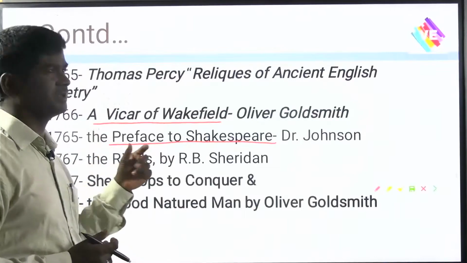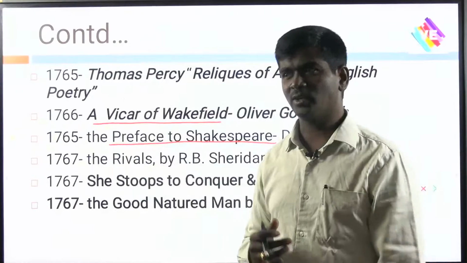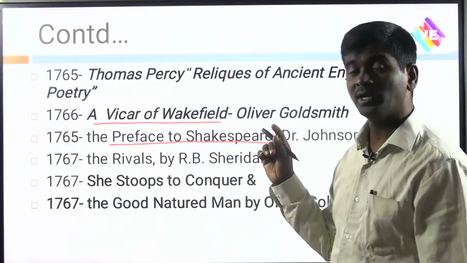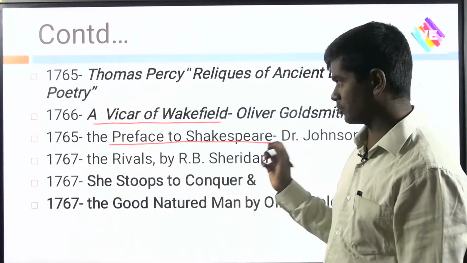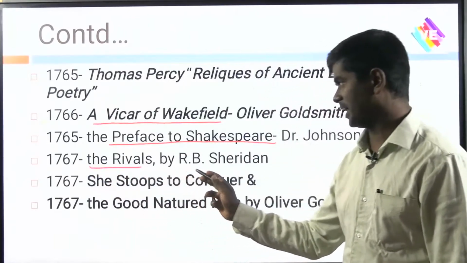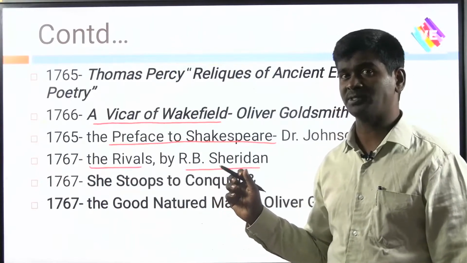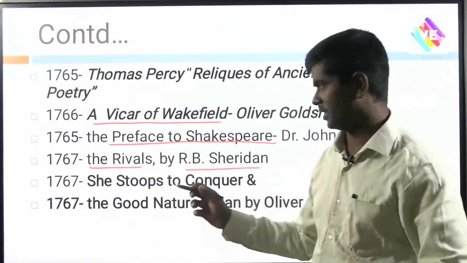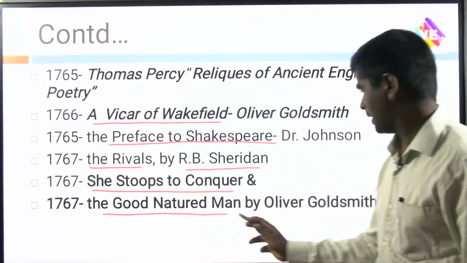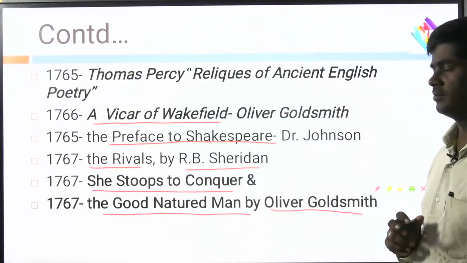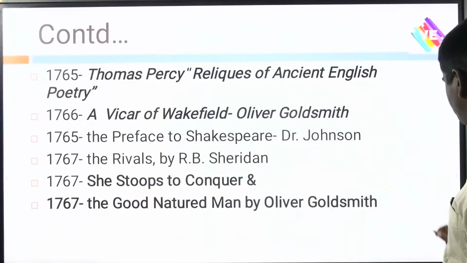So the Preface to Shakespeare was composed by Dr. Johnson, and after Alexander Pope, he was the major one who reviewed and analyzed the works of Shakespeare. Dr. Johnson. The Rivals by R.B. Sheridan, where you can find a character called Mrs. Malaprop, from which we get malapropism. And She Stoops to Conquer and The Good-Natured Man are popular works by Oliver Goldsmith. Very important, all these are.